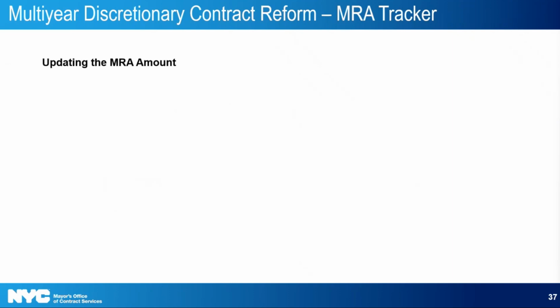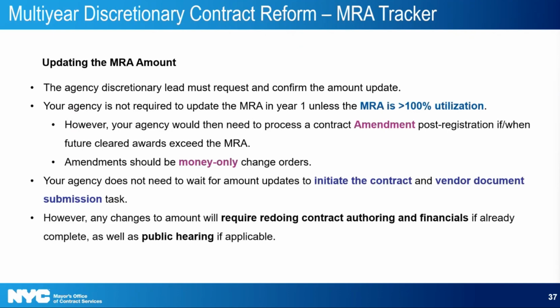Next, we will review how your agency may track and request updates to the MRA based on the tracker. To request updates, agency leads must reply to the MRA tracker email confirming the changes they wish to make. Updates in year one are not necessary unless the total value of cleared awards exceeds the MRA value. Should the total cleared value exceed the MRA, your agency will need to process an amendment post-registration to reflect the additional cleared amount. If you have any questions, please feel free to reach out to the MOCS NPO team.